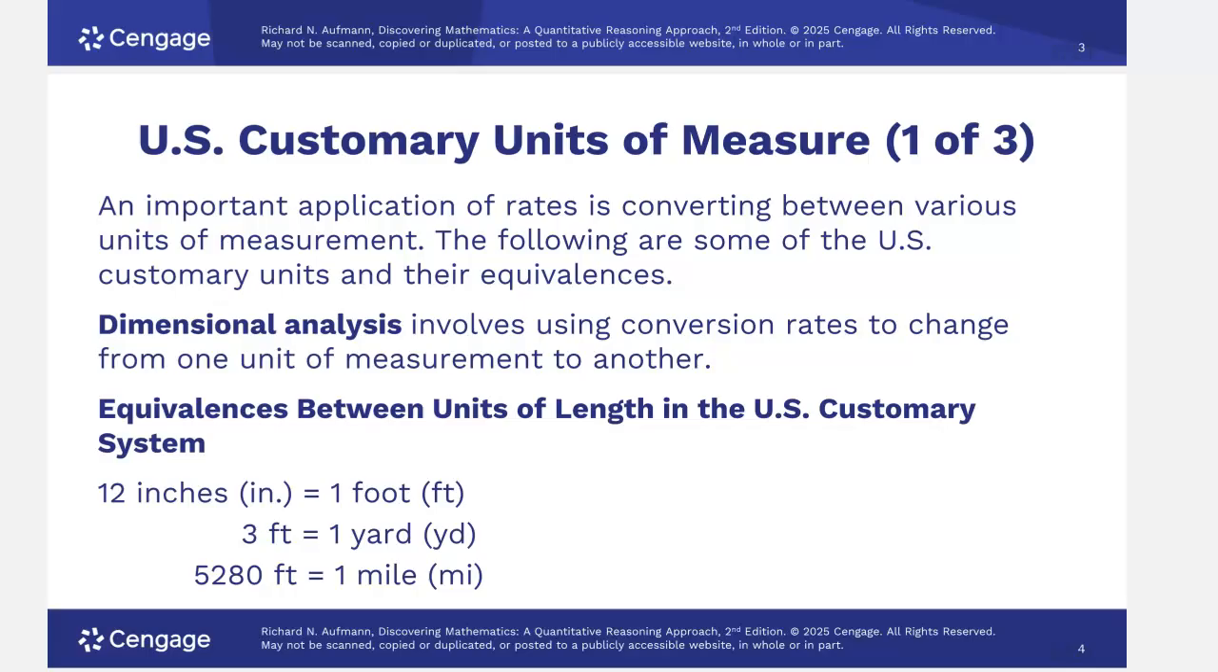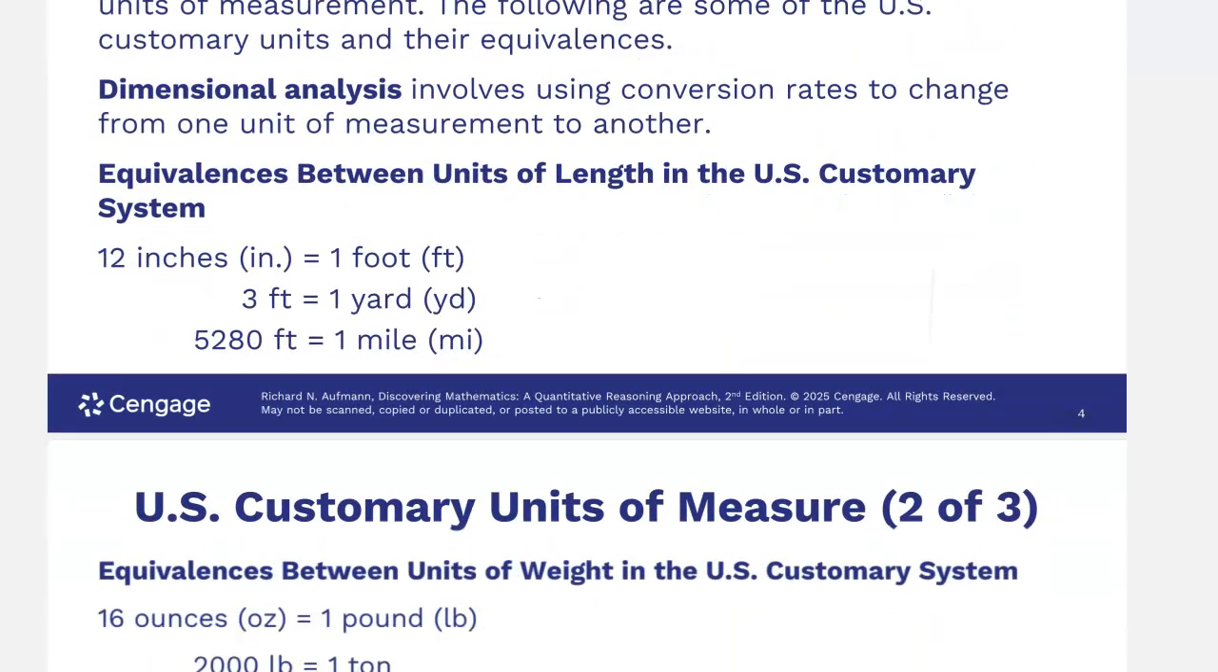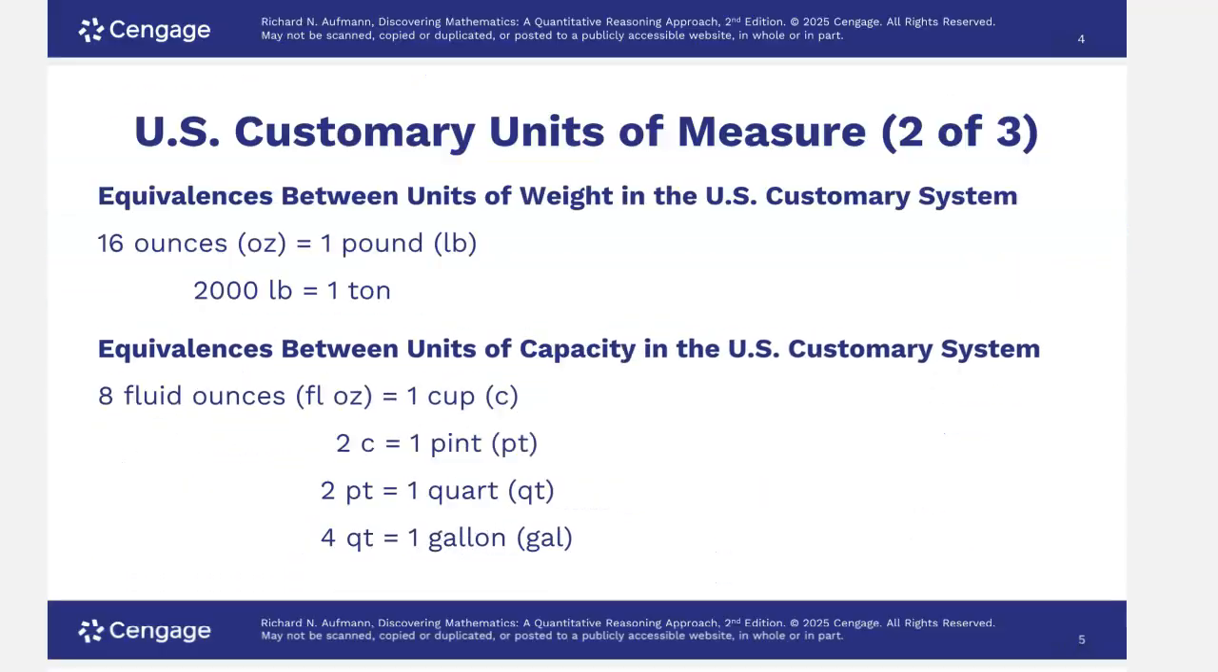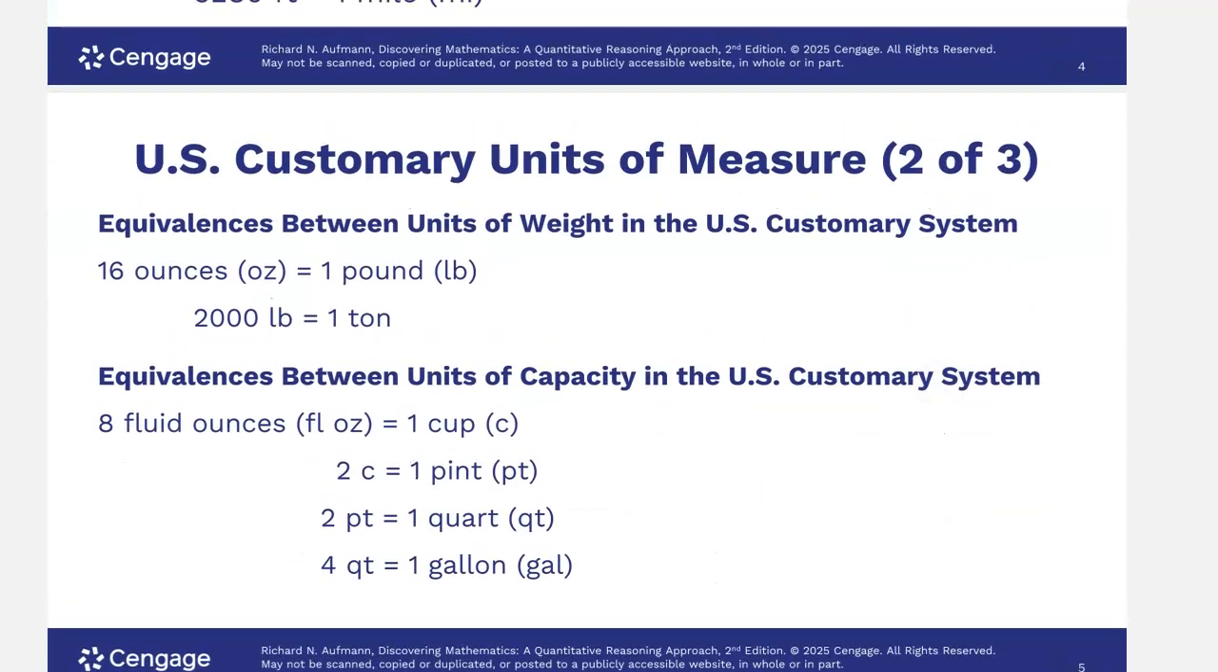So we know that there are 12 inches in 1 foot. We have 3 feet in 1 yard, and we have 5,280 feet in 1 mile. And we can convert back and forth between all of these different units. When we talk about weight in the US, we think about ounces, pounds, and tons. There are 16 ounces in 1 pound. There's 2,000 pounds in 1 ton.